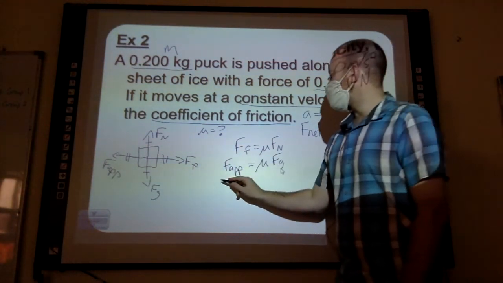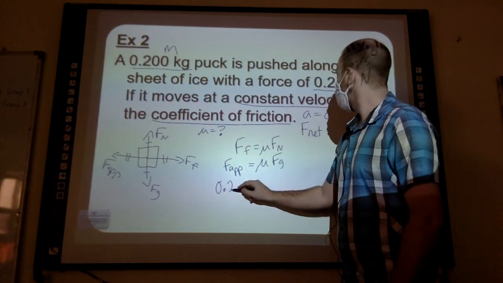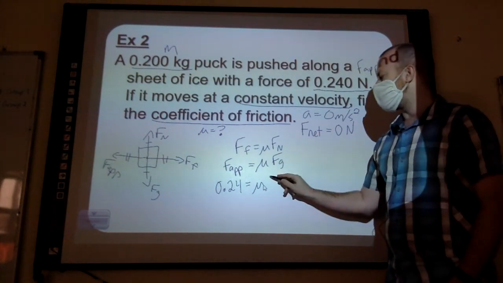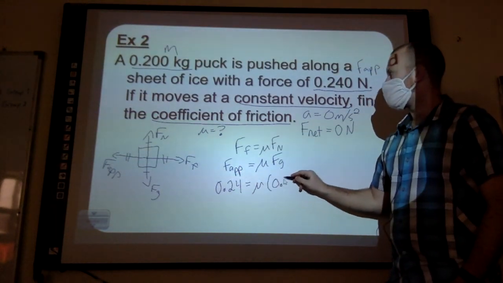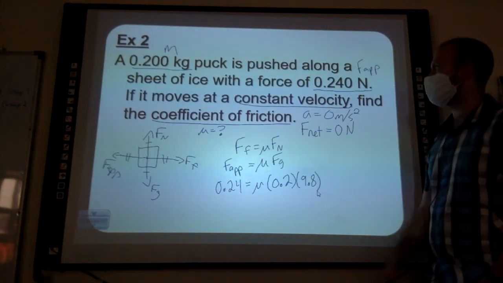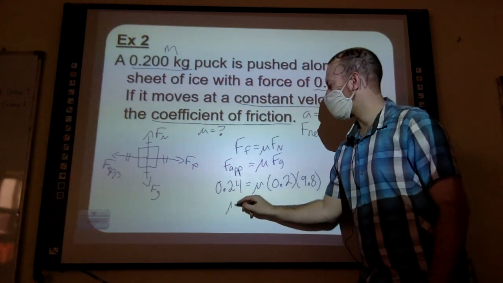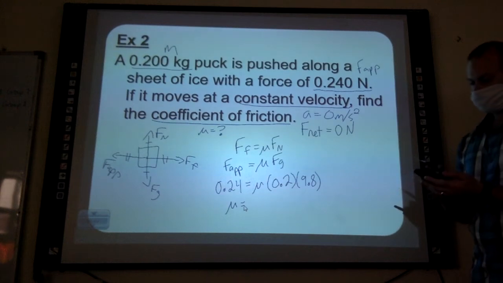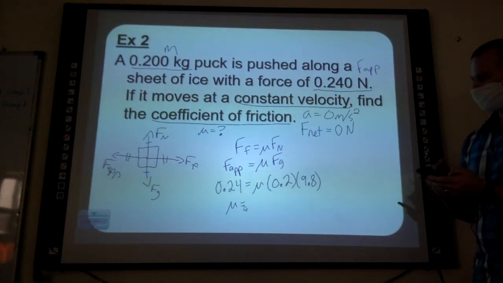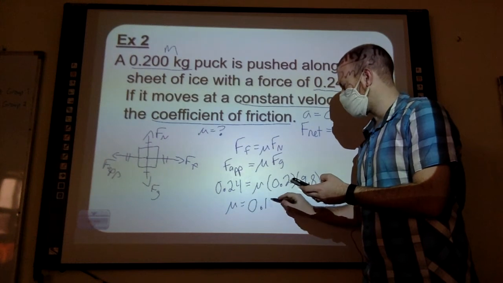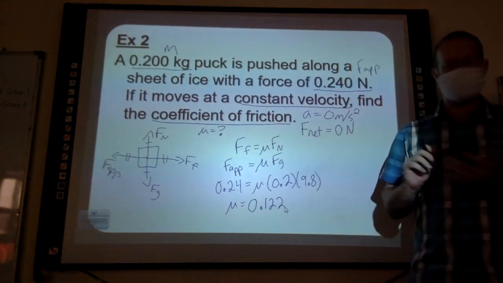So now let's plug in numbers. Force applied is 0.24 equals mu. Fg, so this is equal to m times g. So 0.2. Again, we're on the surface of the Earth, or we're not told otherwise, so we're going to assume that. Now we can solve for mu. 0.24 divided by 0.2 divided by 9.8. And we get a mu value of 0.122. And what are the units for mu?